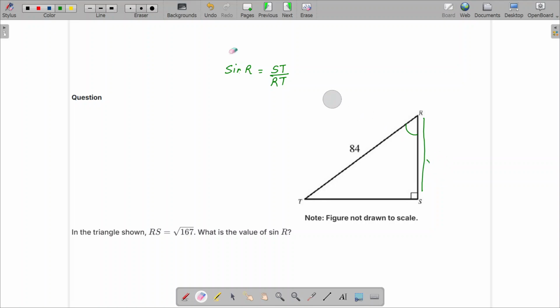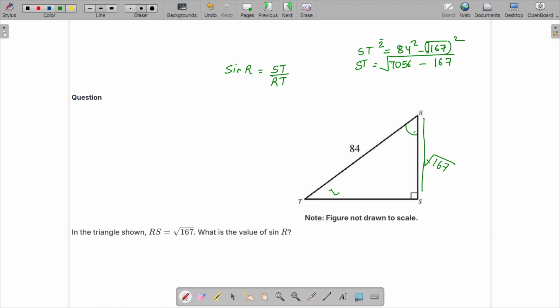It's easy. I'll quickly find out what TS or ST is. How will I do that? Pythagoras theorem. Because I cannot comment about the other two angles of this right triangle, I cannot use a special triangle in this case. So I'll simply do ST squared equals 84 squared minus the square root of 167, squared, which is already in the root, so it becomes as it is. Now you do 84 times 84, which is 7056, I guess, and then you put a radical.